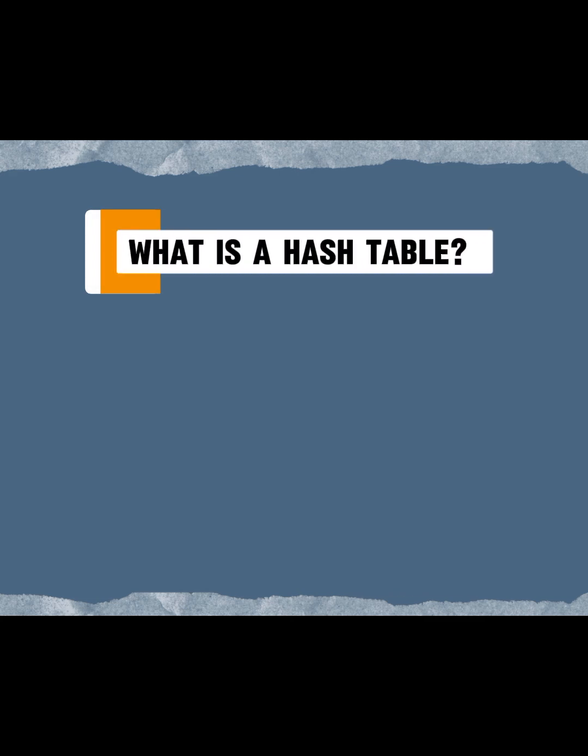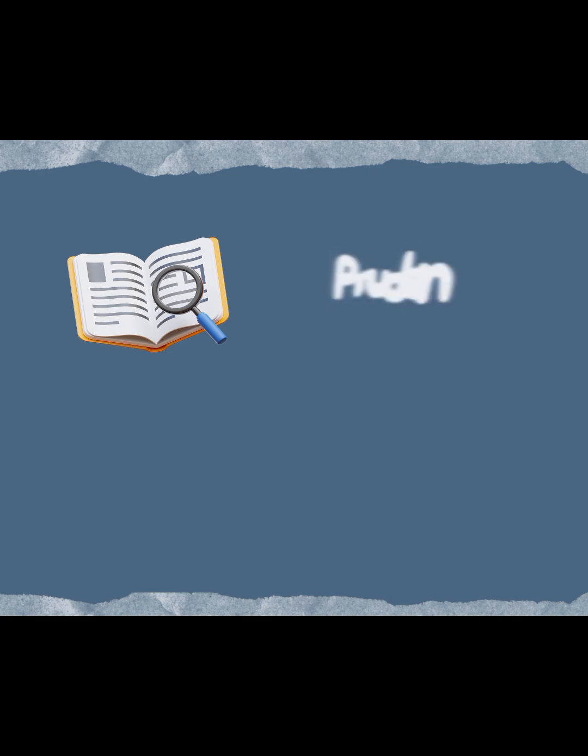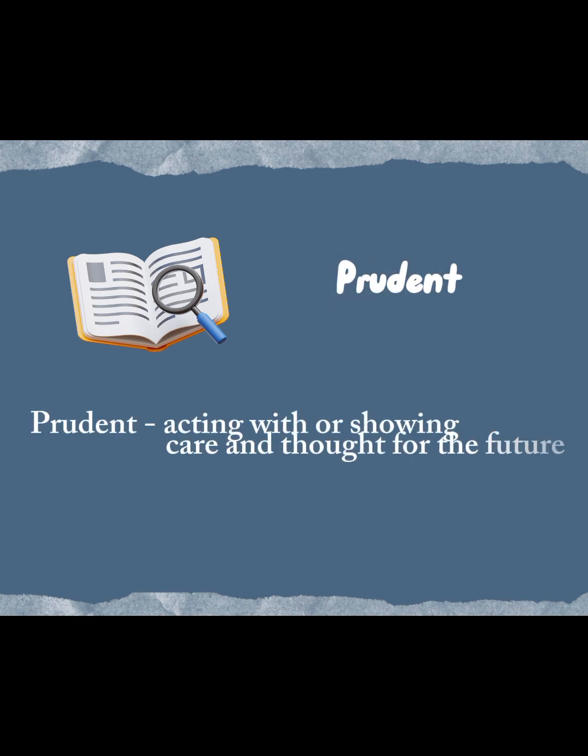What is a hash table? So, a hash table is like a dictionary. You have a word and you want to quickly find its meaning. Instead of checking every word one by one, the dictionary has a neat way of jumping directly to where that word is stored. That's exactly what a hash table does for data.